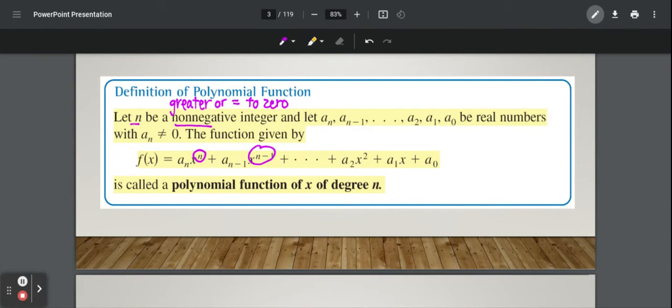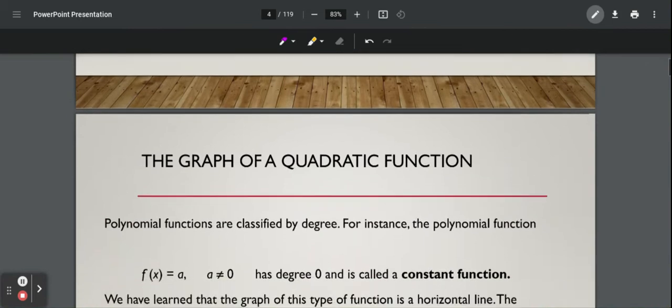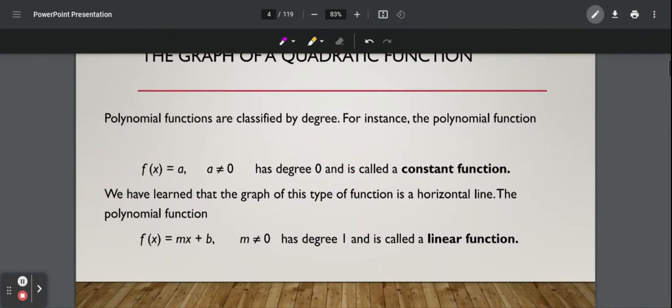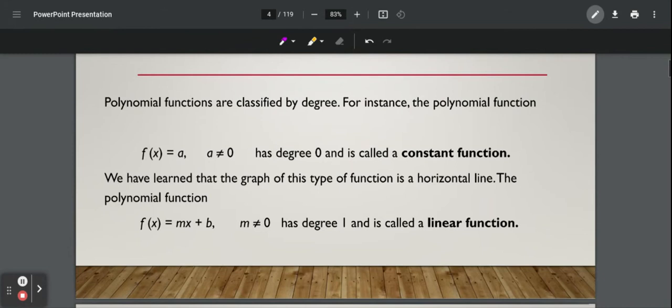When you have a polynomial, your initial value obviously can't be 0, and so you would have some constant and then x to at least the 0 power, and then it would count down from there. So polynomial functions are classified by degree. For instance, if you have f of x equals a, where a is really a constant, that would be like saying f of x equals ax to the 0, right? Because anything to the 0 is 1. So f of x equals a constant is a polynomial. It's just called a constant function, and it has a degree of 0.